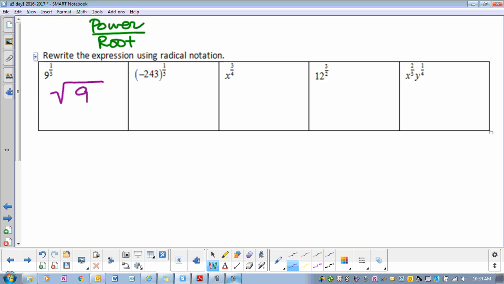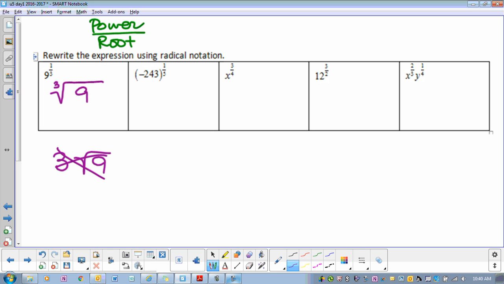What's the power on the 9? 1. Do I have to write the 1? No. What's the root for this guy? 3. So you got to put a little 3, your index. Now, please make sure that you tuck the little 3 in the radical there. Don't make it look like this. Because then this turns into 3 times the square root of 9, which is 3 times 3, and that's 9, right? We don't want that. We want the little 3.